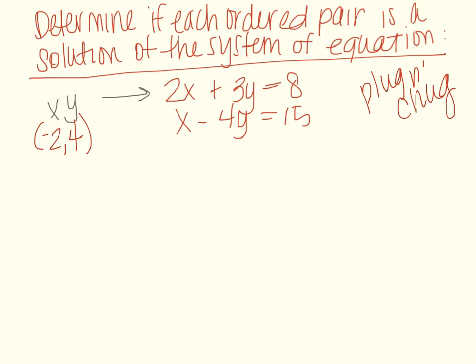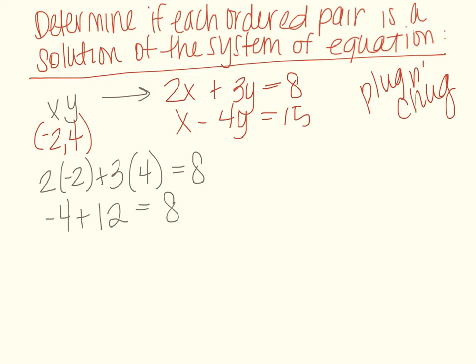Let's start with this first one. I'm going to do 2, and here's an x, so I'm going to plug in negative 2, plus 3, and instead of writing y, I'm going to use 4, equals 8. In today's or tomorrow's homework, they'll give you the system and the ordered pair. So now all we're going to do is solve that. 2 times negative 2 is negative 4, plus 3 times 4 is 12. We want to know, does that equal 8? So negative 4 plus 12 is 8, so 8 equals 8. That checks out.